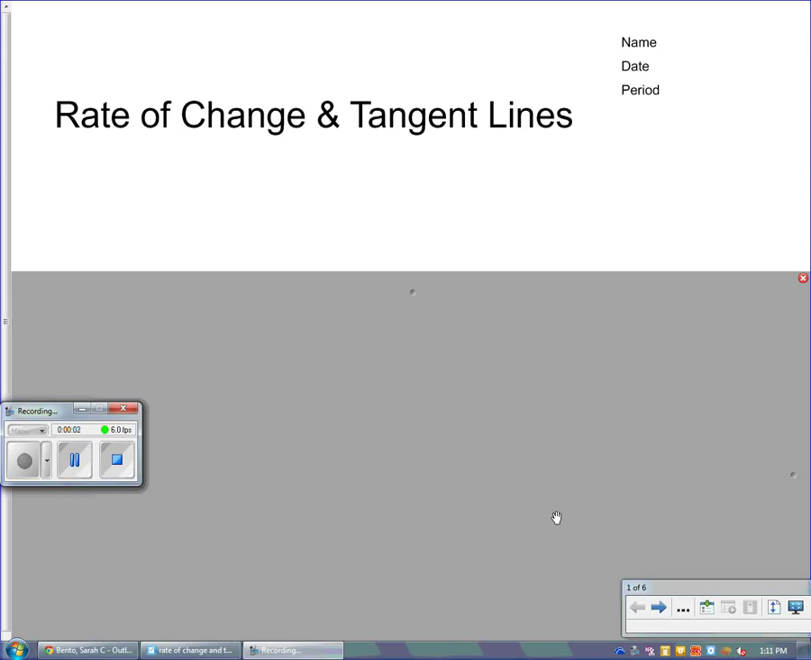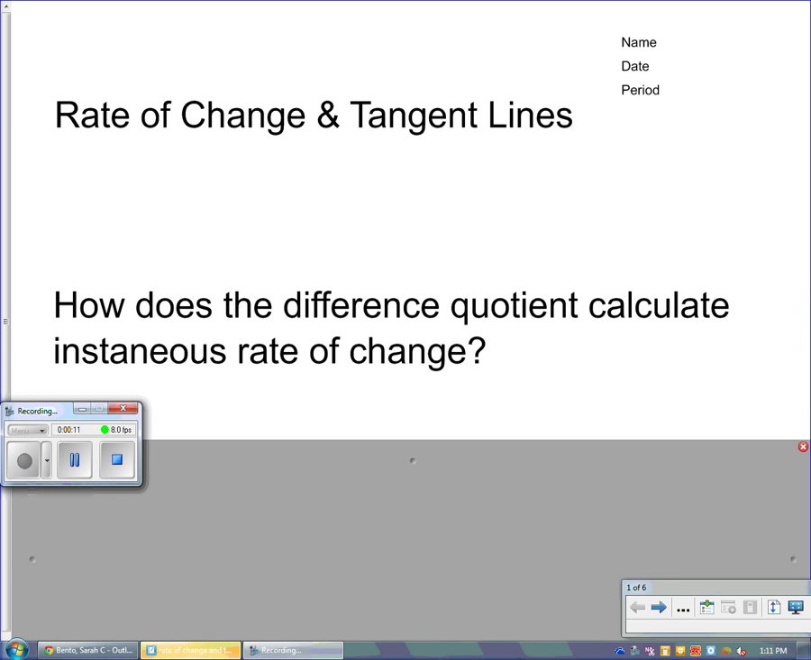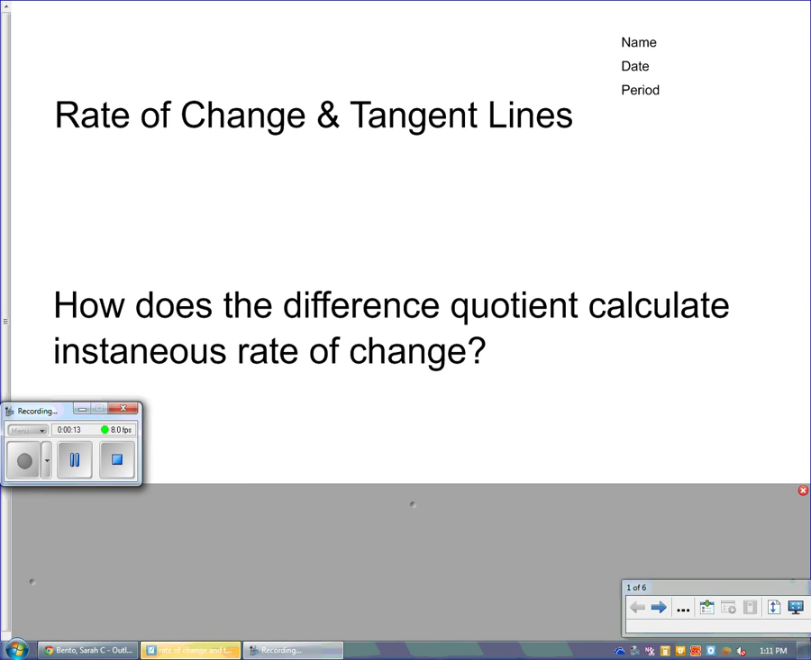The title of this note is Rate of Change in Tangent Lines. Make sure you put your name, date, and class period in the top right-hand corner. And the essential question that you'll be able to answer is, how does the difference quotient calculate instantaneous rate of change? We've got two vocabulary words. How does the difference quotient calculate instantaneous rate of change?